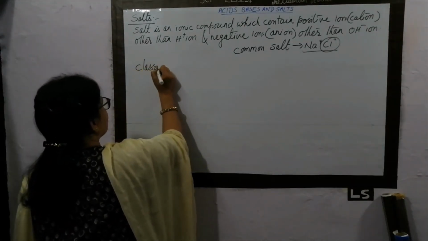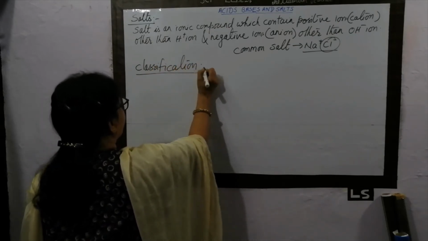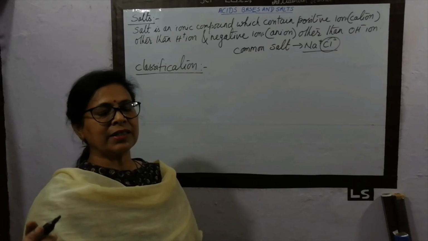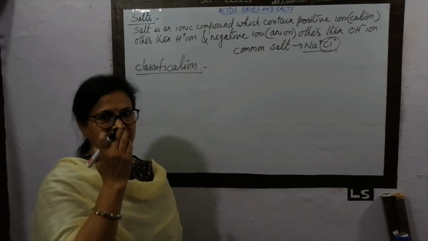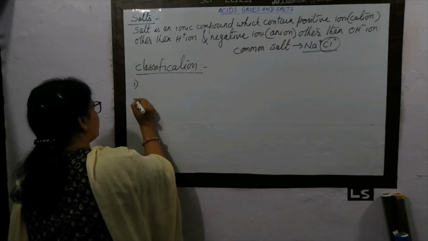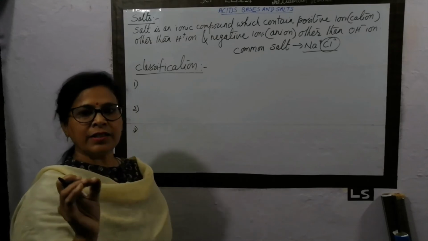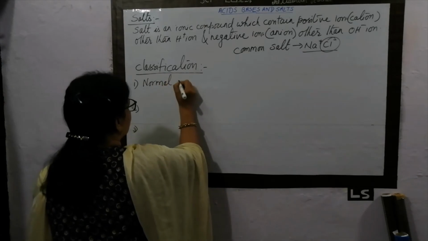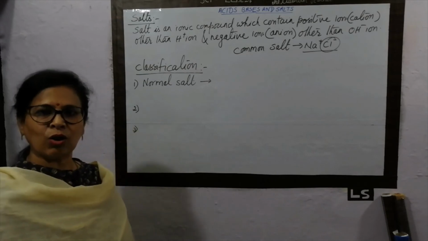On the basis of this classification, we are able to categorize the salt in three different forms. As we know, salt is formed when acid combines with base. It neutralizes to form the salt. The salt is formed by the combination or neutralization of acid and the base. So in that neutralization process, there are three types of salt. The first type of salt is called the normal salt. That is the common salt. How is the common salt formed?